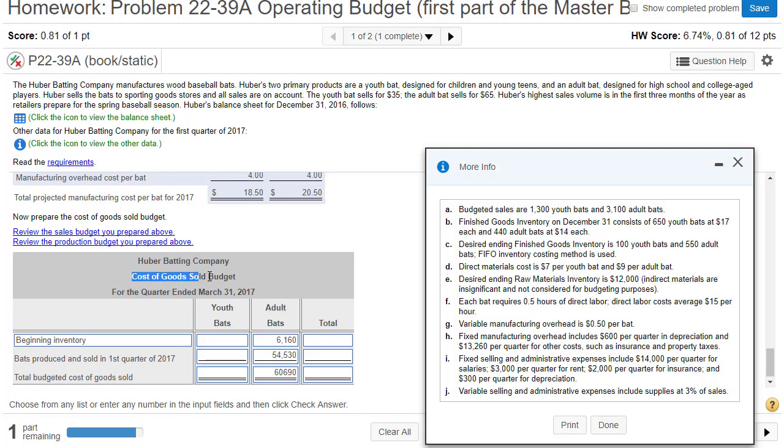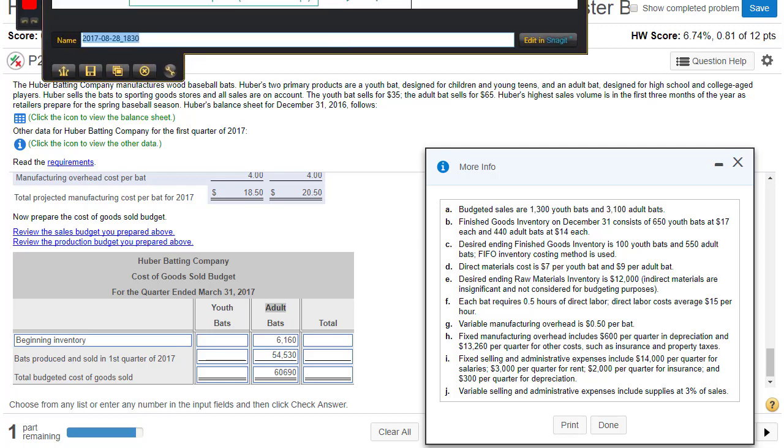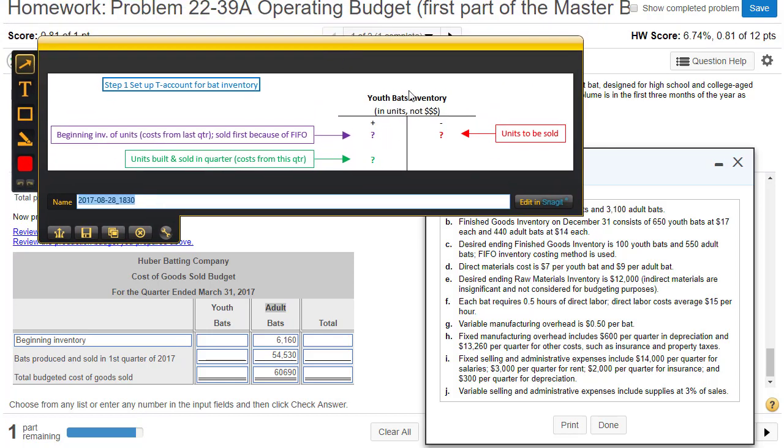Okay, we're going to finish our cost of goods sold budget by doing the calculations for the youth bats. If you've not watched the previous video for the calculations for the adult bats, you should watch that first. So again, the first task we need to do is, on a piece of scratch paper, create a T-account for the youth bats. And again, these are in units, not dollars. We can't do the dollars until we know the units first.